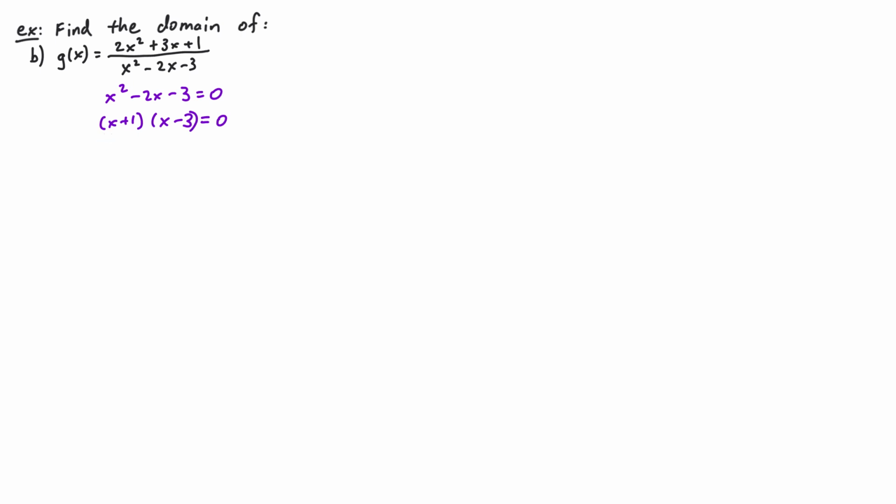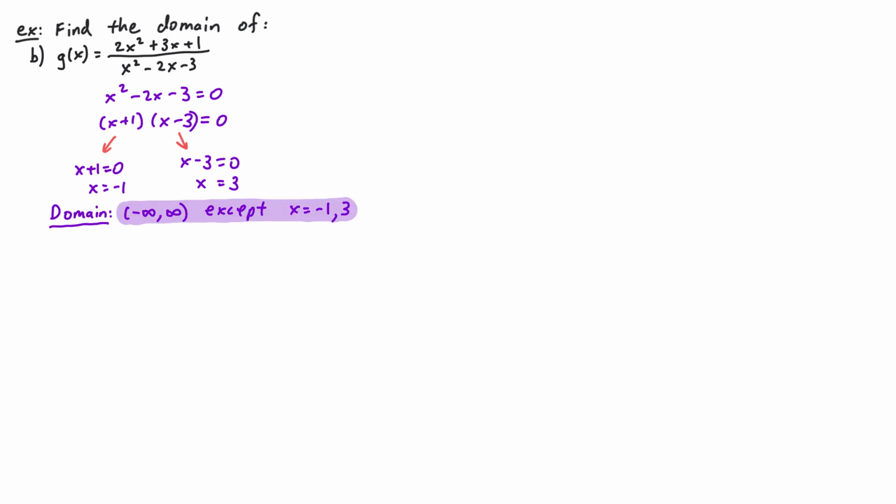Since we have a product of two things and it equals 0, that tells me that either the first factor equals 0 or the second factor equals 0. So splitting this equation up, we have x plus 1 equals 0 or x minus 3 equals 0. On the left, just subtract 1 from both sides, we get x equals -1. On the right, add 3 to both sides, we get x equals +3. So -1 and +3 are the two x values that make the denominator equal to 0. So our domain is going to be all real numbers, which I'll write as -infinity to infinity, except for the x values, x equals -1 and +3.